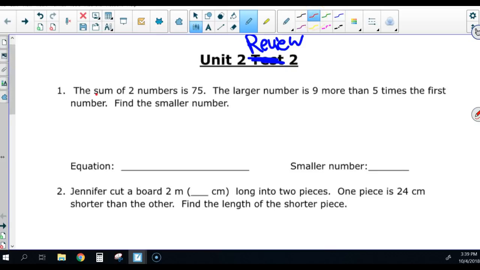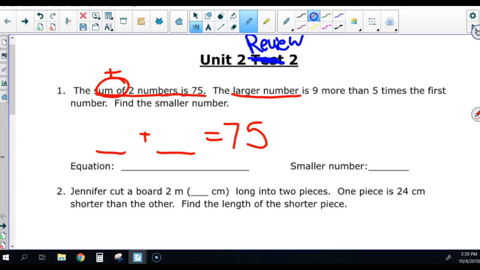Starting with number 1, we have the sum of two numbers is 75. I know that blank plus blank equals 75. That's the sum of, that tells me addition. The larger number, I'll make it that. That will be the smaller number. The larger number is 9 more than 5 times the first number, which is the smaller number. So I don't know anything about the smaller number. It gets called S. The second one, the larger, is 9 more than 5 times S. So 9 more than 5 times S. There's my equation.